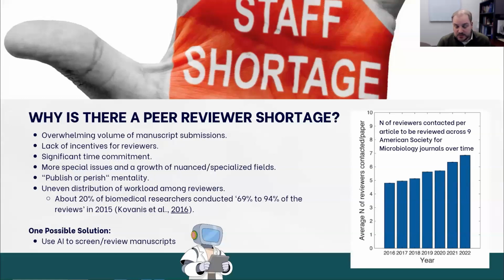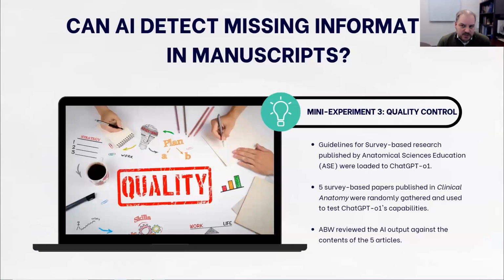And so one possible solution to address the peer reviewer shortage is to deploy AI to screen and perhaps review manuscripts. But how close are we to this actually happening? And is AI going to be good enough to screen manuscripts? Even though AI-assisted peer reviews are currently not permitted and are ill-advised, I still wanted to know if AI could handle the task. So recognize that I'm an associate editor for the journal called Anatomical Sciences Education.